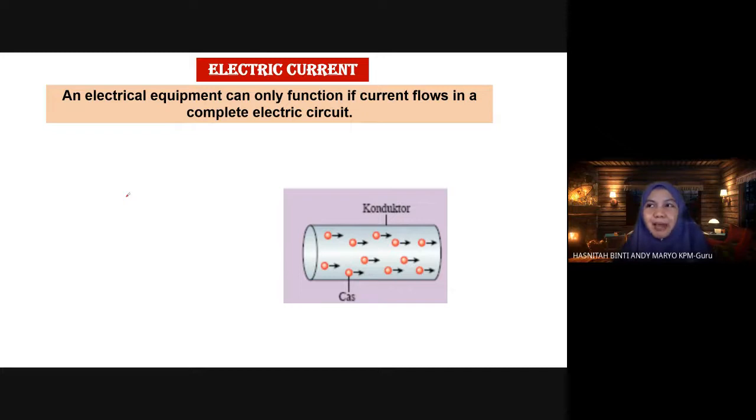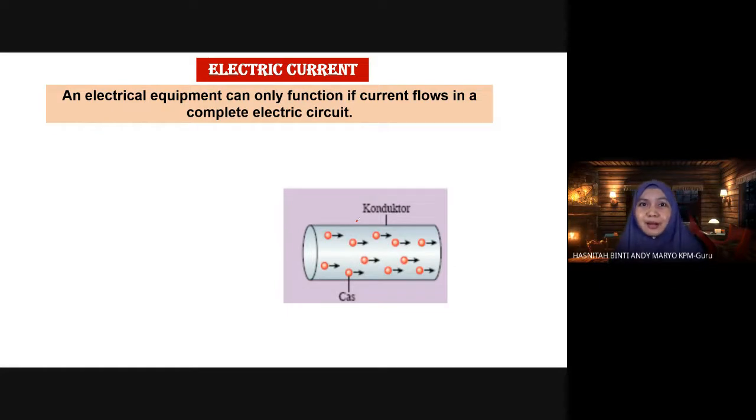What is meant by electric current? Okay, students, if you look at this diagram, this is also taken from your textbook. Conductor. What does conductor refer to, students? Electrical conductor. What does it mean, electrical conductor? It is a material which allows current to pass through it.